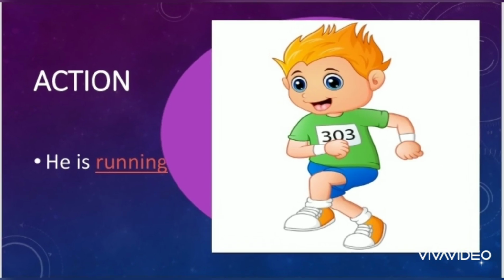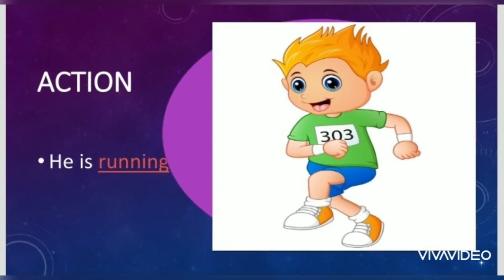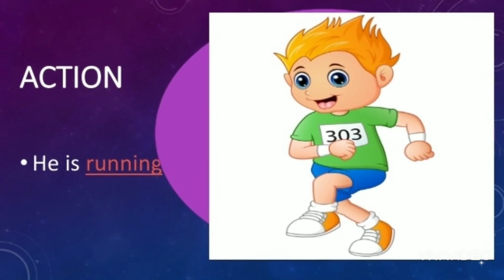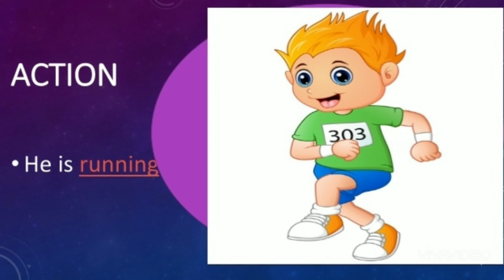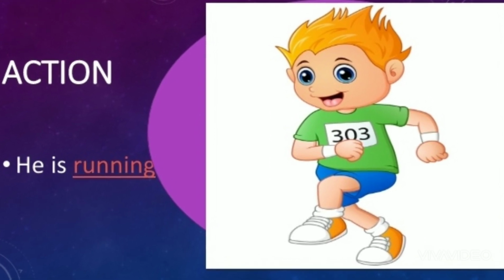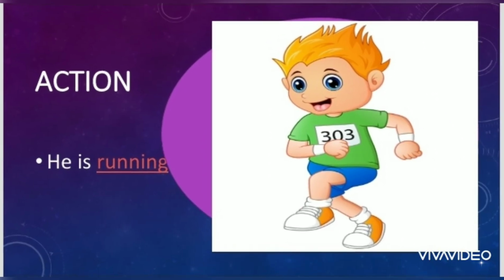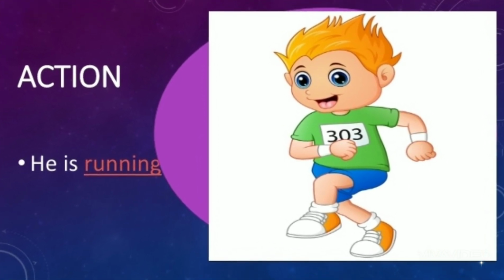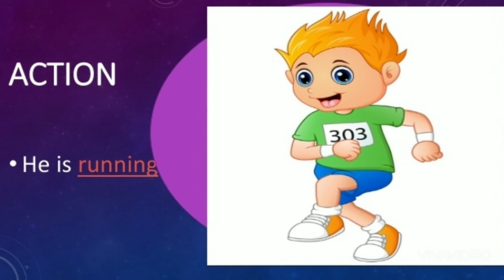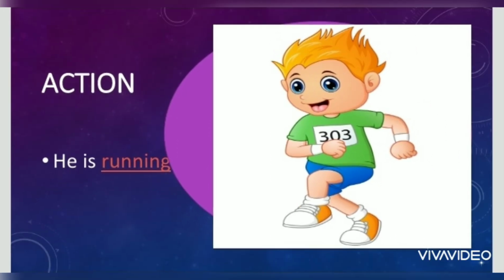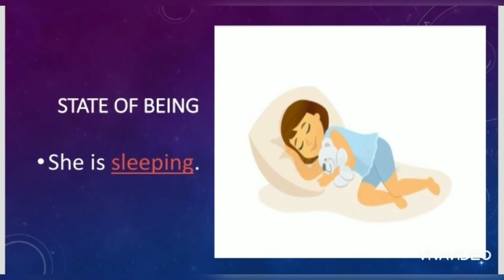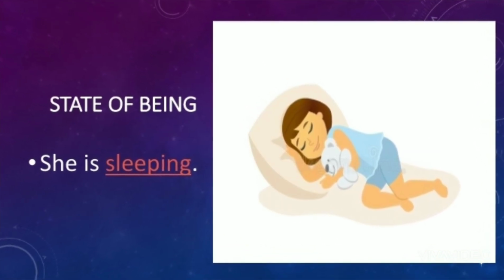Another example of it is he is running. We can see a boy running in the picture. He is running. It means that this is the action. He is performing. This is his job. He is moving his body. So he is running, and running is verb here because it is some kind of action. It shows that a person is showing something to us by moving, by performing something.